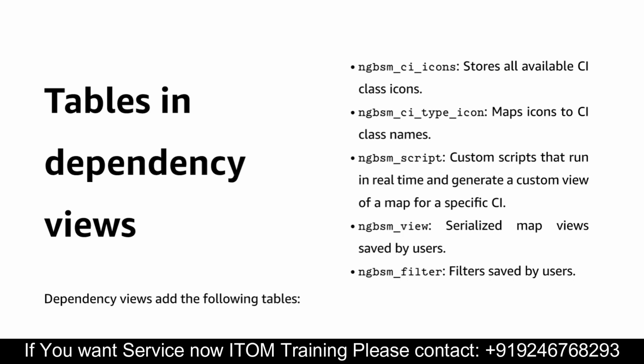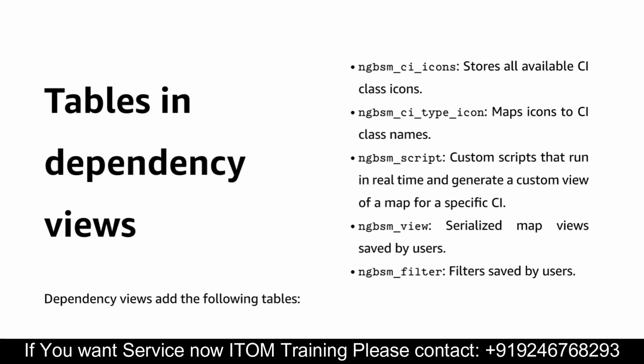If you want to create a script to run a particular map or a particular area, you need to create some scripting items. You can write your script in the NGBSM underscore script table, which stores that kind of scripting information. And view means a serialized map view saved by users. For example, if any user saves a particular map, that map is stored in NGBSM underscore view. In that table, it can save the information that the users have saved. That's the reason.